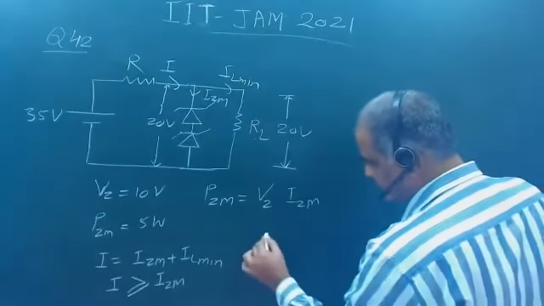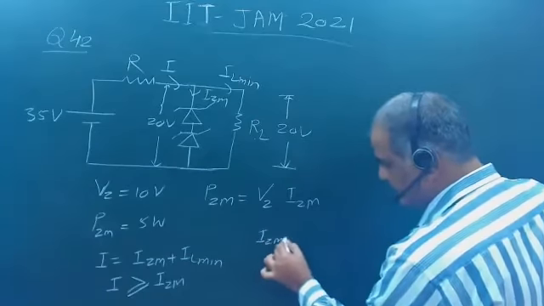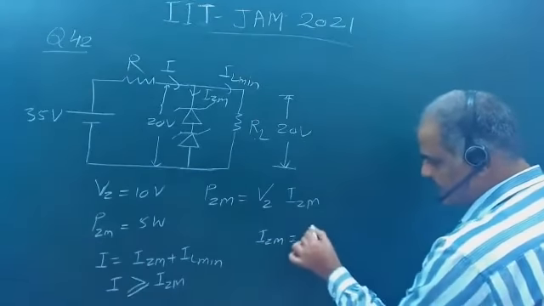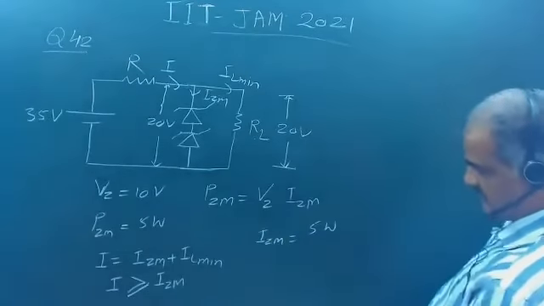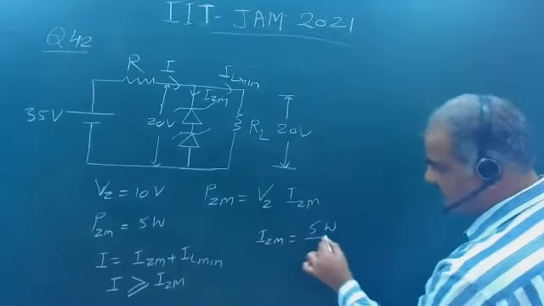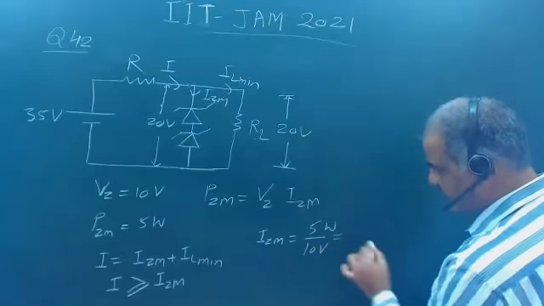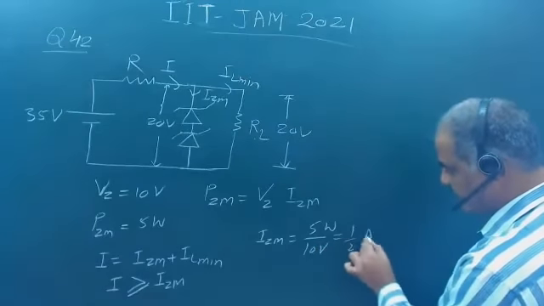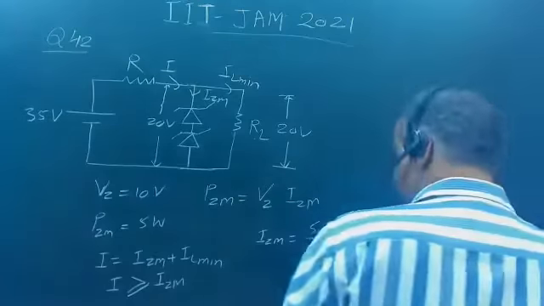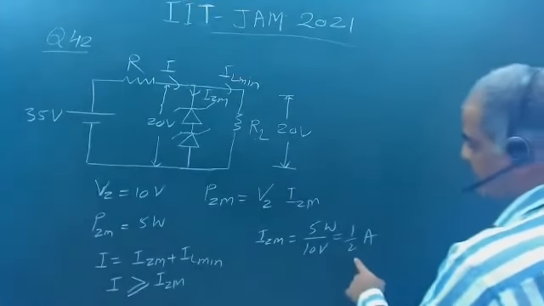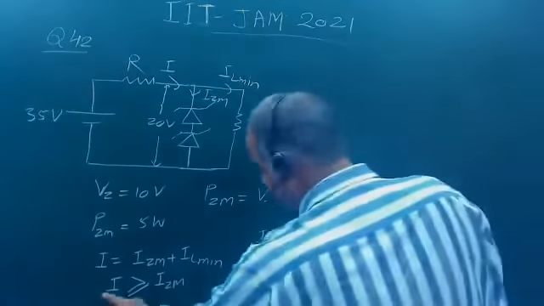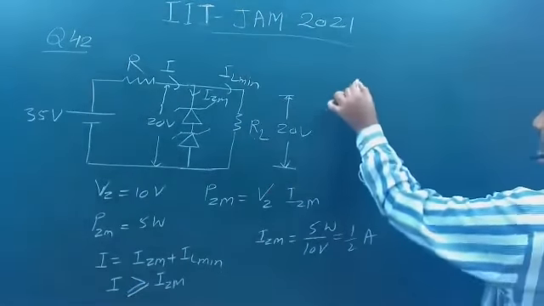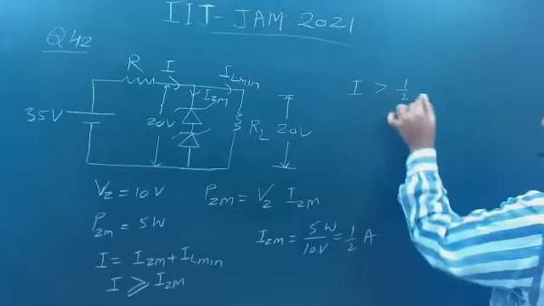IZM is equal to PZM divided by VZ. PZM is given as 5 watts, and VZ is given as 10 volts. So this will give me half ampere current. The value of current IZM is half ampere. Now this I should be greater than half ampere.